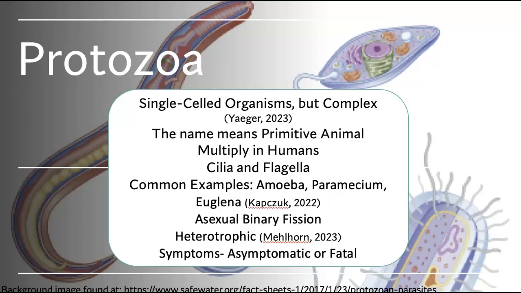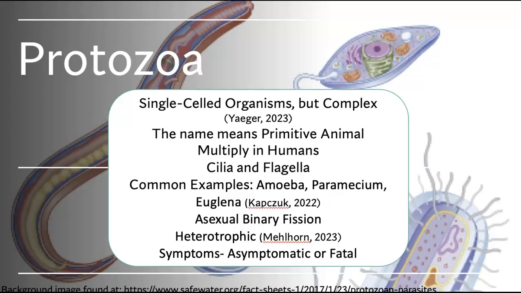They multiply in humans. They don't kill the host, but they do cause a great deal of harm to the host in most cases. If they would kill the host, then they would also die, so they wouldn't want to do that.